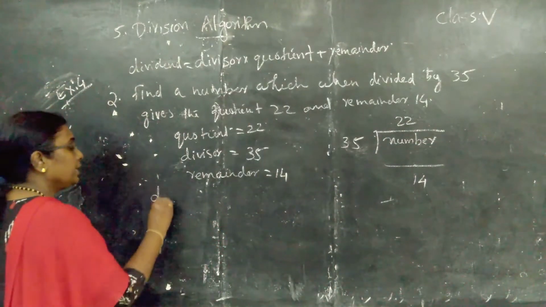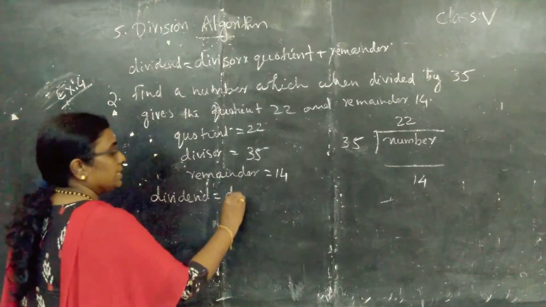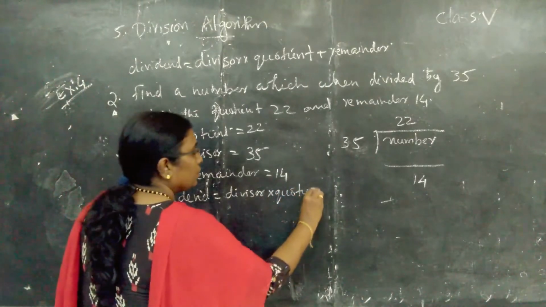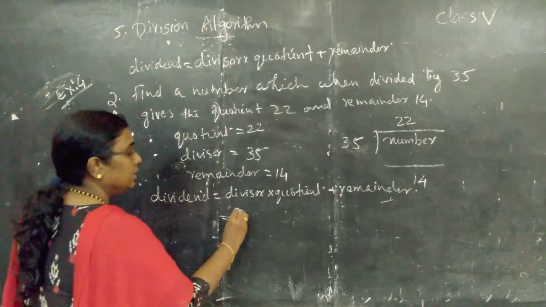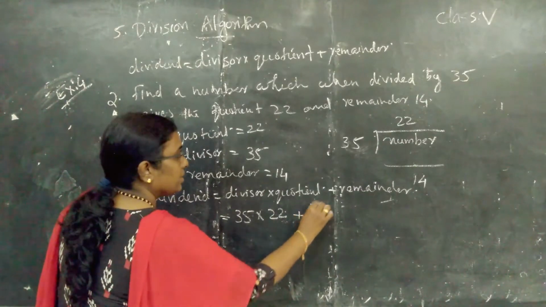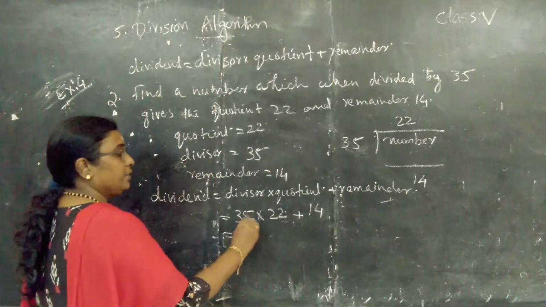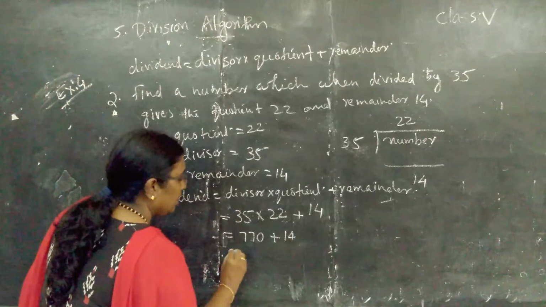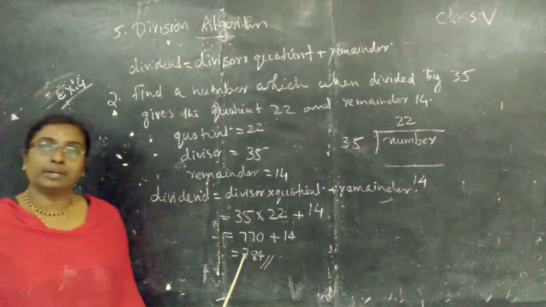So we have to find the dividend. Dividend equals divisor into quotient plus remainder. The divisor is 35, the quotient is 22, plus the remainder is 14, which is equal to 35 into 22, which is 770. 770 plus 14 equals 784. This is the required number.